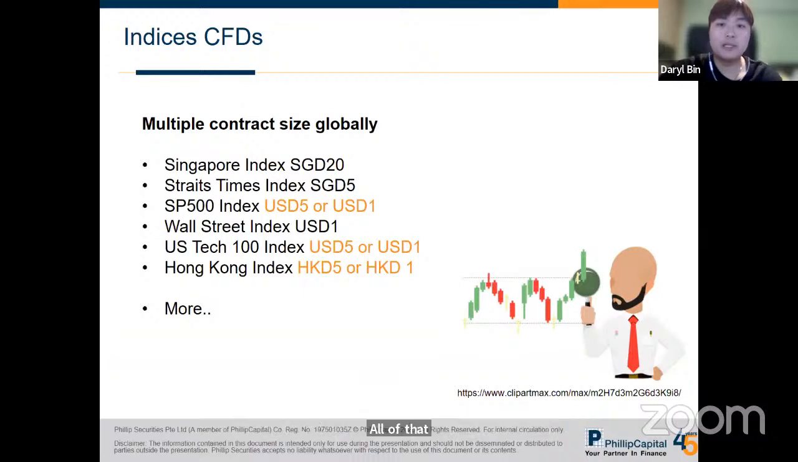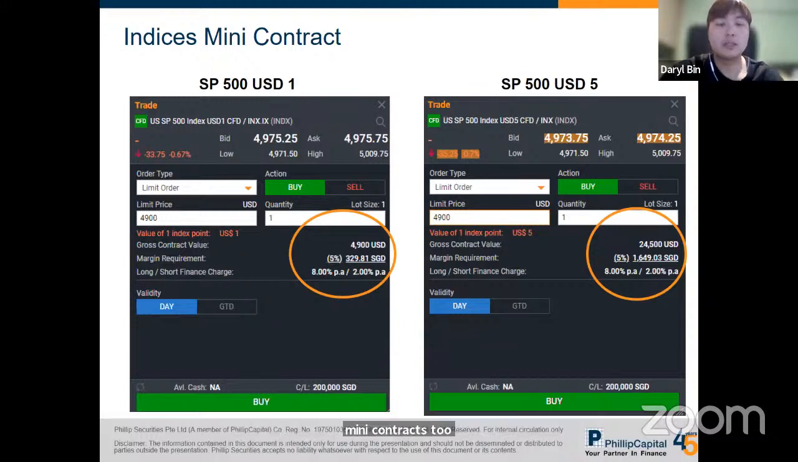So in our platform, these are the indices that we offer. You can check them on our website, and we do offer the mini contracts too. Same as the gold example, for S&P 500 we have the mini contracts, USD1 and USD5. USD1 means the value per point is $1, and USD5 means the value per index point is $5.